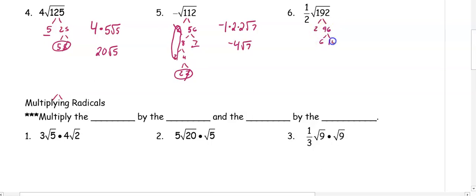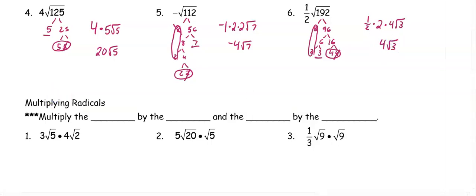96 can break into 6 and 16. 6 can break to 2 and 3, and 16 can break to 4 and 4. So usually we need prime numbers, and we know that 4 is not a prime number. But if there's a pair of 4s, we don't have to make more work for ourselves. We can just use that number, and we have a pair of 2. So there's already a half out front multiplied by 2 and 4, root 3 left over. So we have 1/2 times 2 times 4, which gets us 4 root 3.